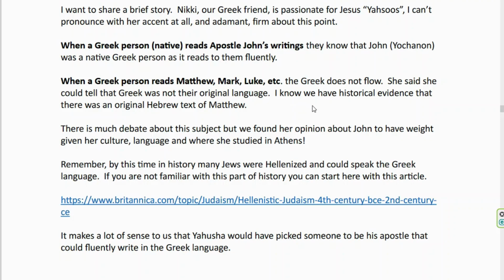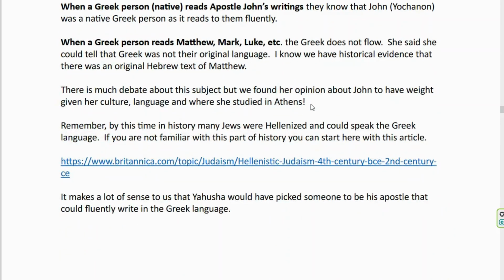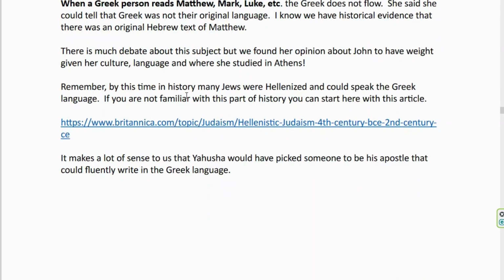I know that we have historical evidence that there was an original Hebrew Matthew text. I know there is much debate about this subject, but we found her opinion about John to have some weight, given her culture, language, and where she studied, at the source of where the word ecclesia even comes from. So remember, by this time in history that the apostles were writing, many Jews were Hellenized, and they could speak the Greek language. If you are not familiar with this part of history, then I've got an article here where you could go read about it. It made a lot of sense to us that Yahusha would have picked someone to be his apostle that could write fluently in the Greek language.